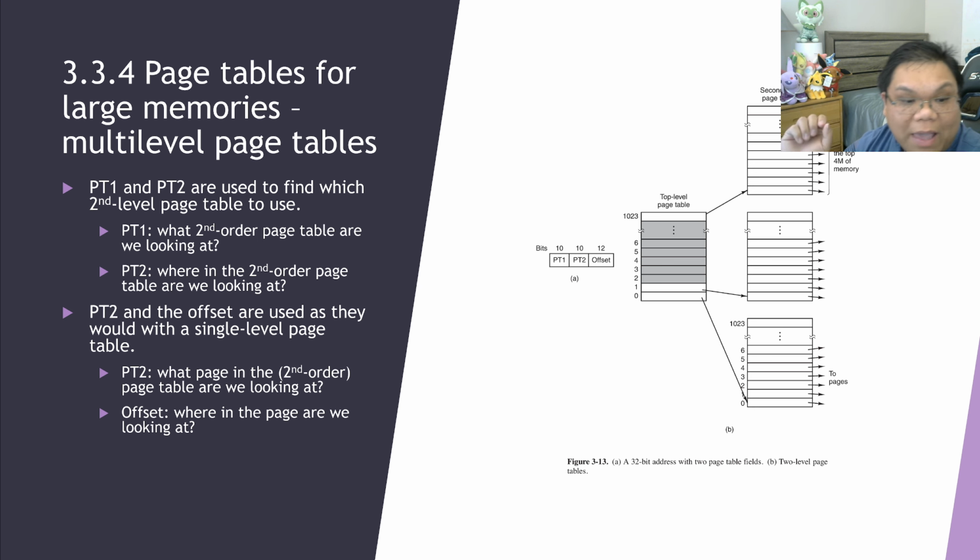PT2 says, what page in the second order page table are we looking at? What page are we looking at? The offset says, where in the page are we looking at? So basically we're doing this twice. What page table are we looking at? And where in the page table are we looking at? And then, what page in that page table are we looking at? And where in that page table are we looking at? So there's 2 levels of paging going on. First is to find the page table that we need to look for, and the second one is to find the page in that page table.